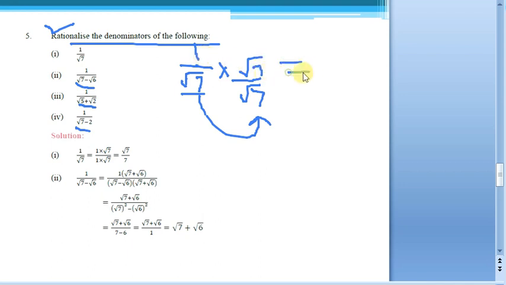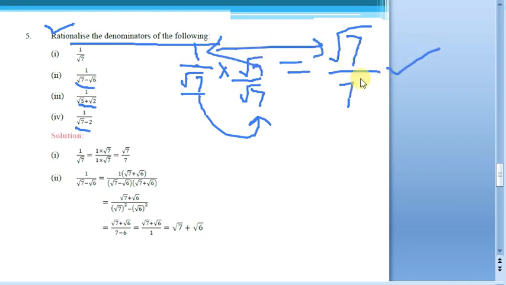So the answer is going to be 1 into root 7 in the numerator, and root 7 into root 7 is going to be 7. Root 7 by 7 is going to be your answer. Both are the same, both are equivalent in nature. So here we got 7 in the denominator, which is rational. So that is the concept of rationalizing the denominator. Our aim has to be eliminating the irrational terms from the denominator.